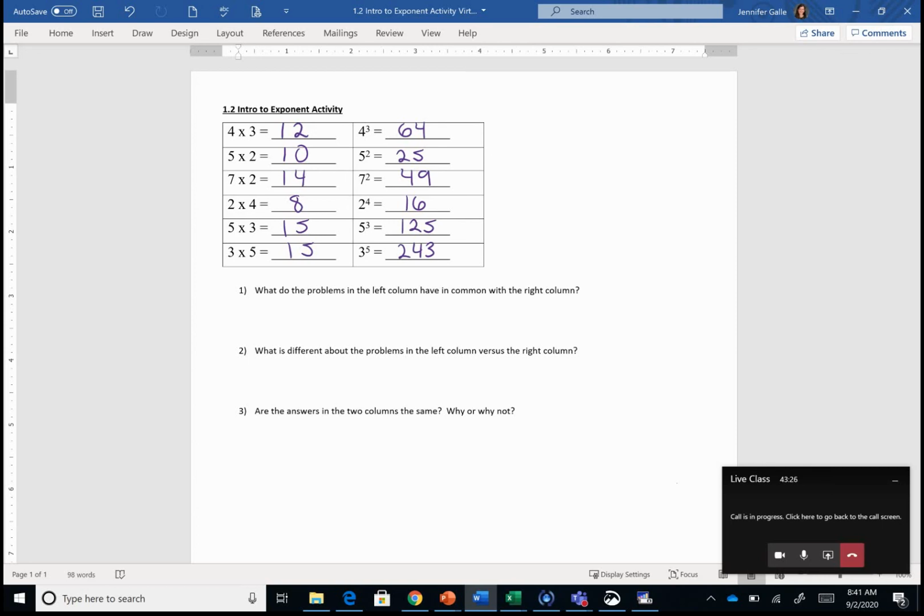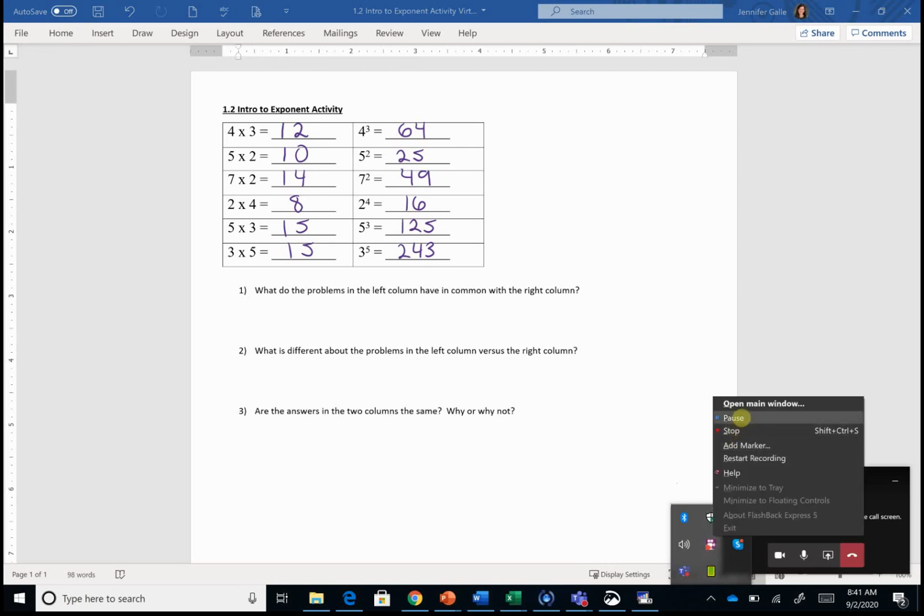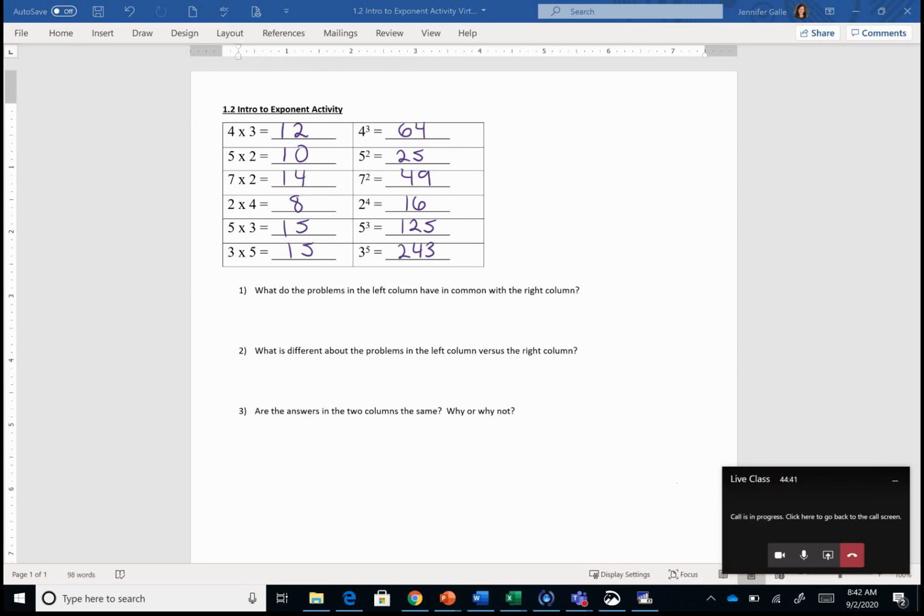So what I would like you to do, take a look at question 1. What do the problems in the left column have in common with the right column? Don't say it out loud. Write an idea down on your paper. So what do we think, guys? What do the problems on the left have in common with the problems on the right? What do you notice? Same numbers. Yeah, we have the same numbers, right? We have 4 times 3, and we have 4 to the third, so it's the same numbers.